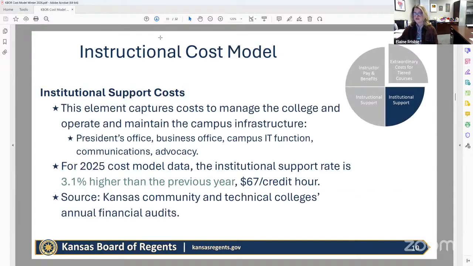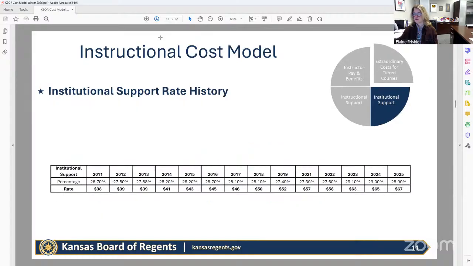Also, in support of the college's overhead costs, there are institutional support costs that they incur. So they have a president's office, a business office, your IT functions, and other expenses that benefit the entirety of the campus. So for this year, the rate is calculated at $67 per credit hour. And again, that information is just a formula based on the college's financial audits. And we have the array of rates there growing from 38 back in 2011 all the way to 67 this year.